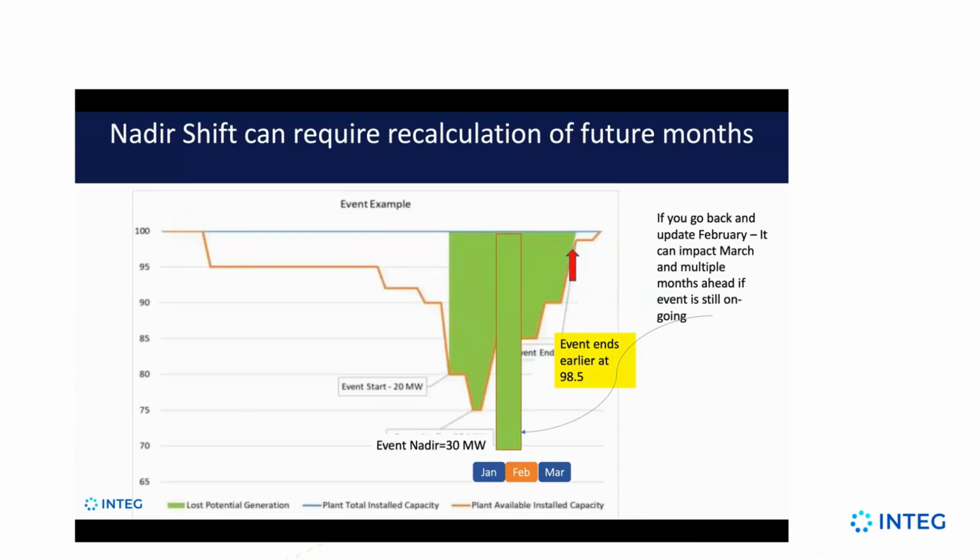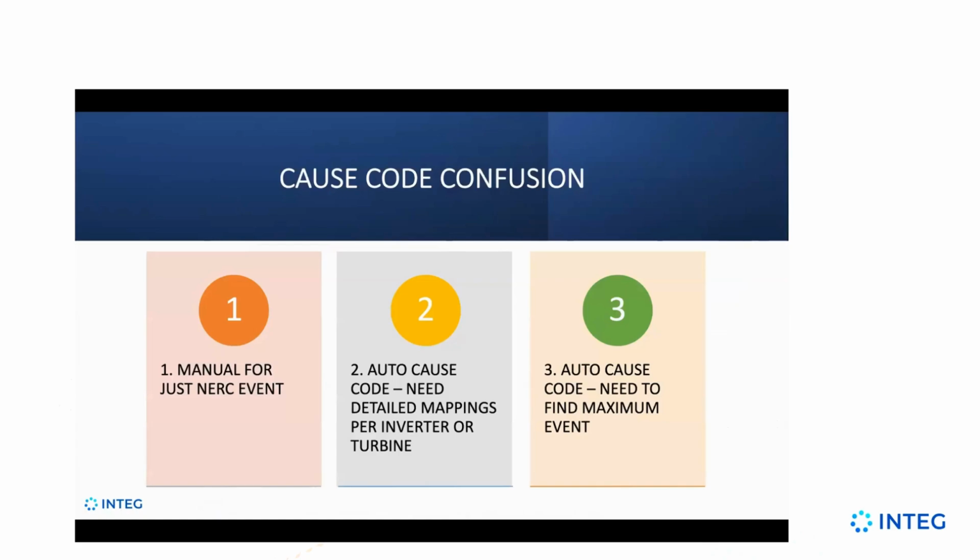Nadir shifts, and that means you hit a new low, which is going to shift and cause a recalculation. And everything goes all the way until December. After December, you don't care. January 1st, everything resets. So make sure you account for that.